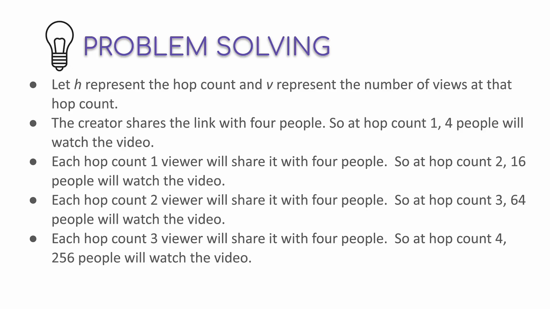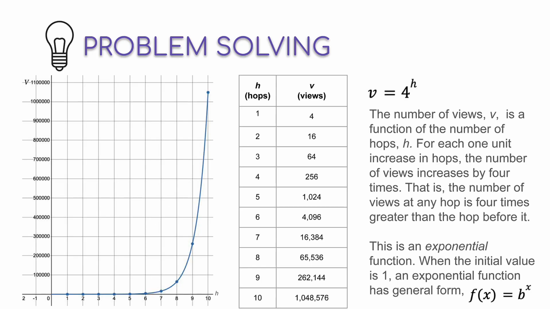We begin by defining our variables. Let h represent the hop count and v represent the number of views at that hop count. The creator shares the link with 4 people, so at hop count 1, 4 people will watch the video. Each hop count 1 viewer will share it with 4 people, so at hop count 2, 16 people will watch the video. Each hop count 2 viewer will share it with 4 people, so at hop count 3, 64 people will watch the video. Each hop count 3 viewer will share it with 4 people, so at hop count 4, 256 people will watch the video. We record the values in the table.